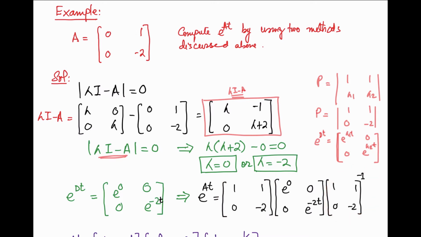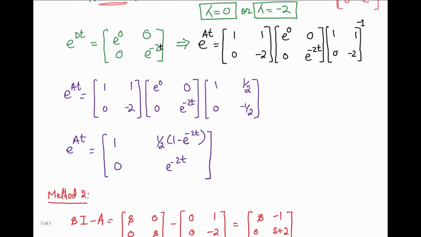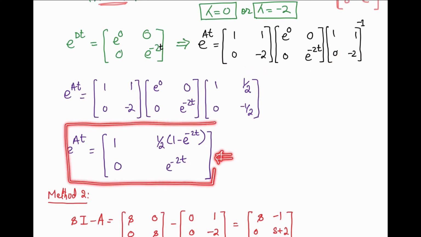So we have seen above that the state transition matrix, that is e raised to the power At, is given as P into exponential matrix e^(Dt) into P inverse. So this is our matrix P, this is matrix e^(Dt), and this is P inverse. So solving this equation, we can find out the state transition matrix. If you simplify this, it will be obtained by multiplying these three matrices. This is the inverse of this one. So if you simplify this one, you will get this matrix. This is the state transition matrix.